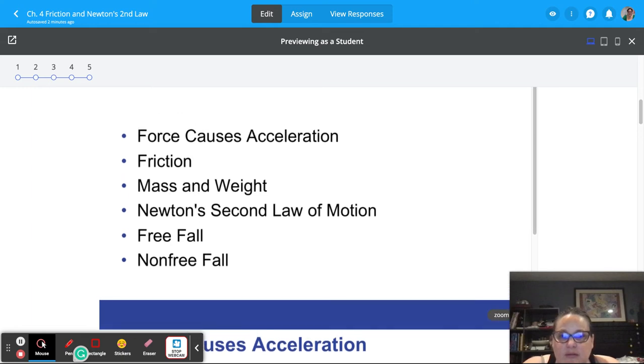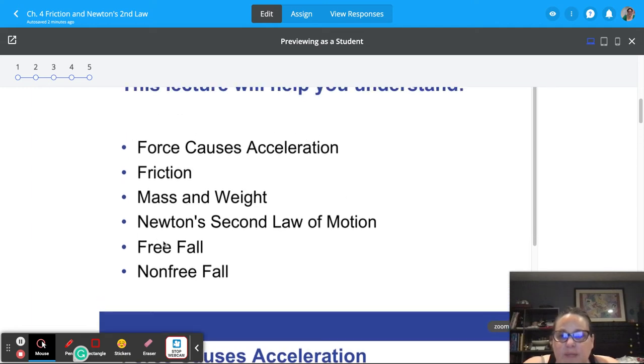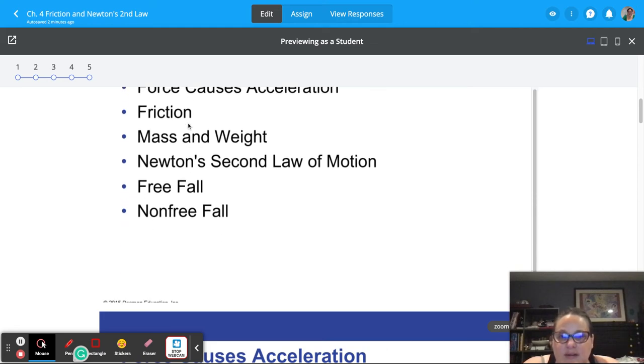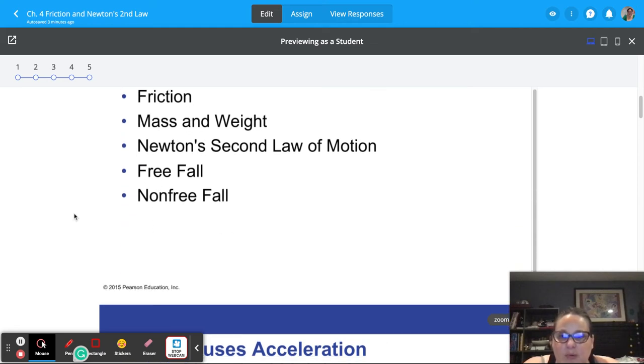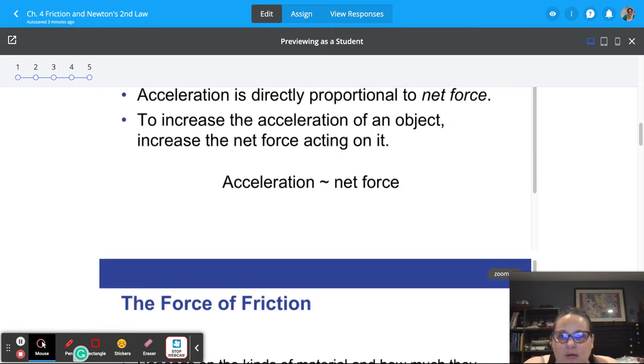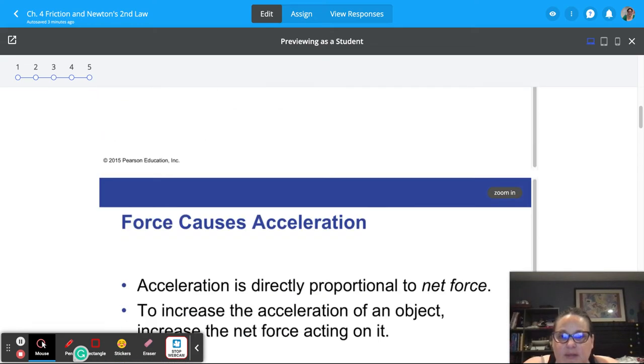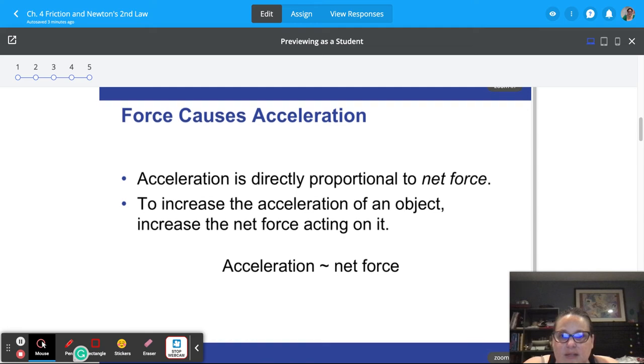So this is the final lecture for Chapter 4. We've already covered mass and weight, free fall, non-free fall, and force causes acceleration. We will briefly review that now as part of this first section. All right. So force causes acceleration. Acceleration is directly proportional to net force.